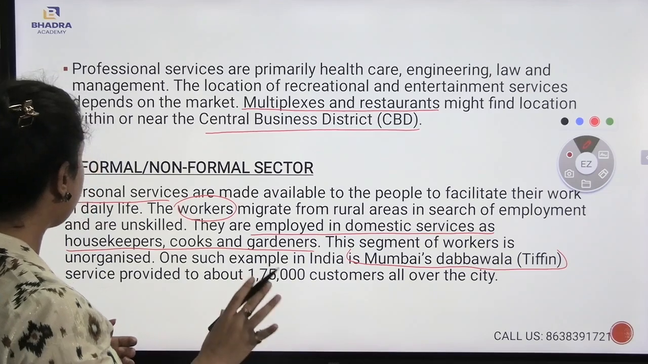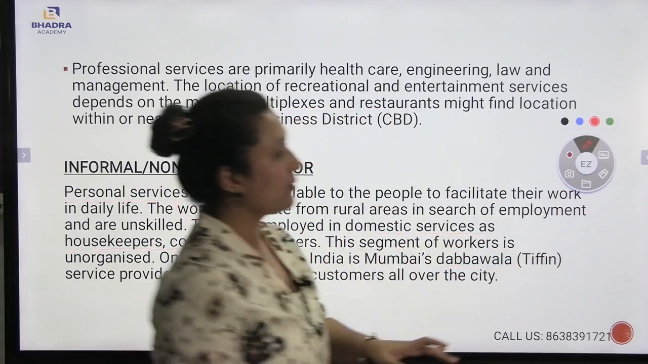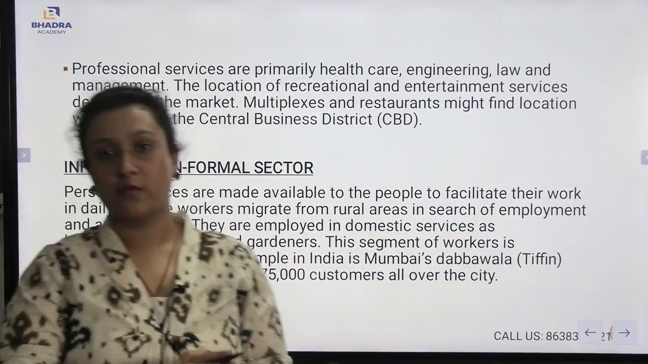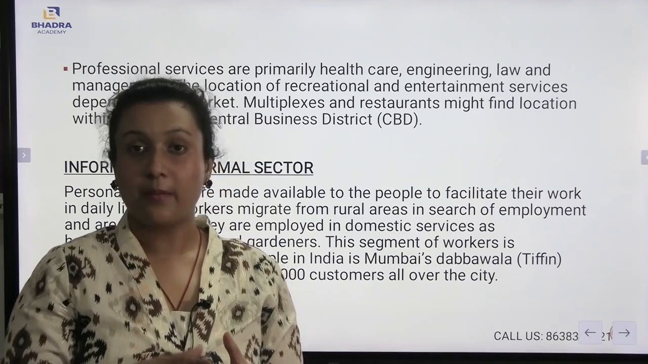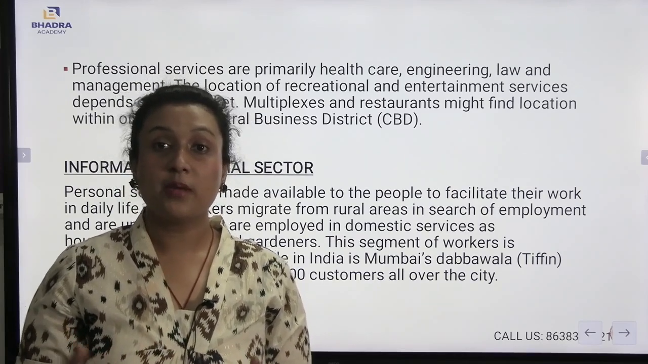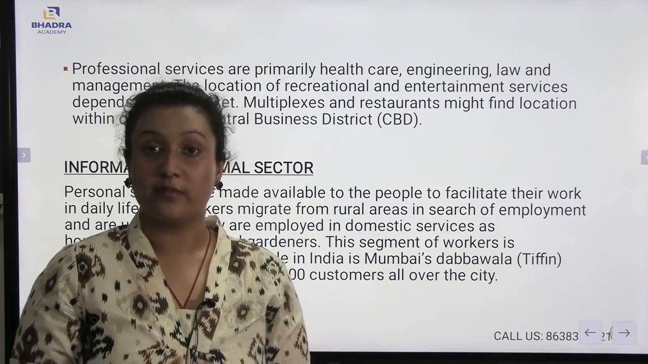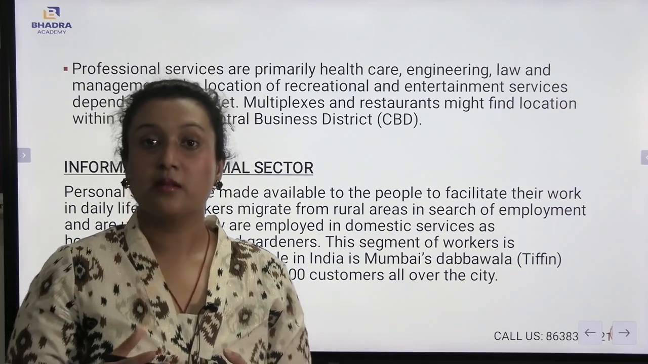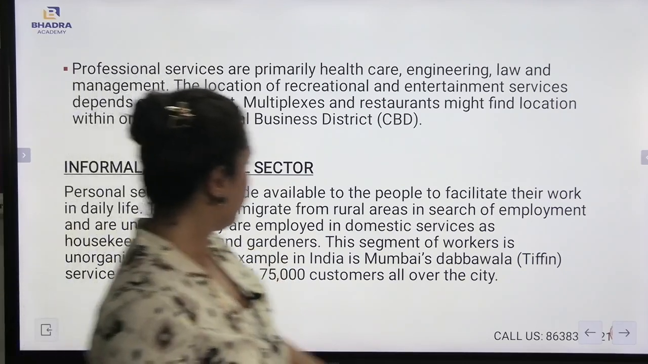If I talk about personal services, they are provided by the individual itself to the people around first of all. And second of all, most of the people who come from rural areas to urban areas to search for jobs are known as seasonal employment. This comes under the non-formal sector or the informal sector.